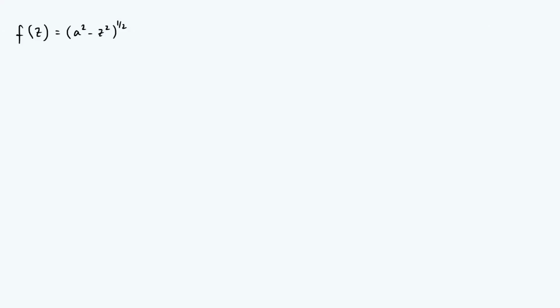Hello everyone, in this video we are going to be taking a look at the complex function f of z defined as (a² minus z²) to the power of a half, where a is a positive real constant. Because this function has a power of a half in it, that immediately suggests we're going to have some issues with multi-valuedness. So in this video we're going to firstly identify the branch points of the function, explain why they're branch points, and then talk about some possible ways to introduce branch cuts to turn this multi-valued function into a single valued function.